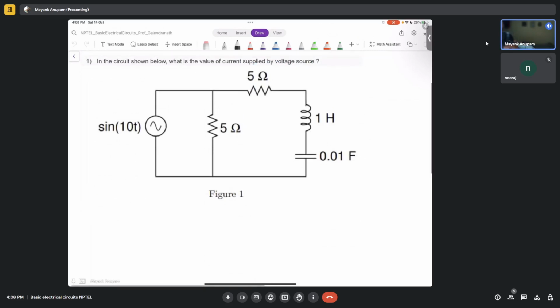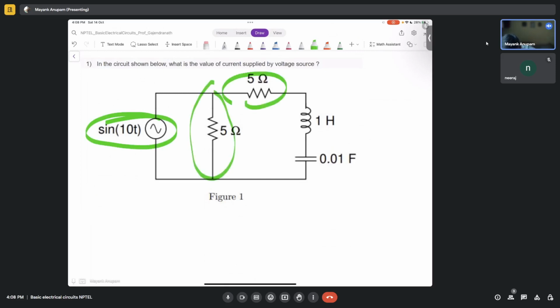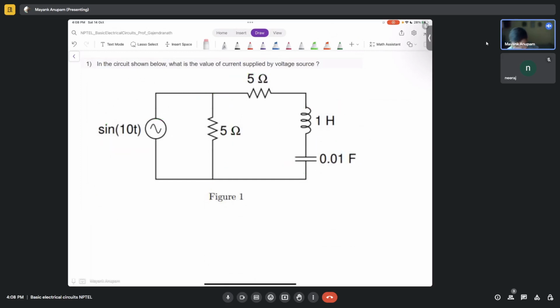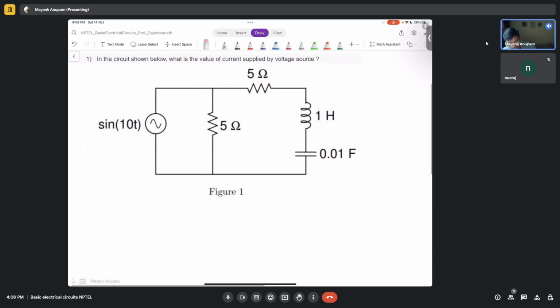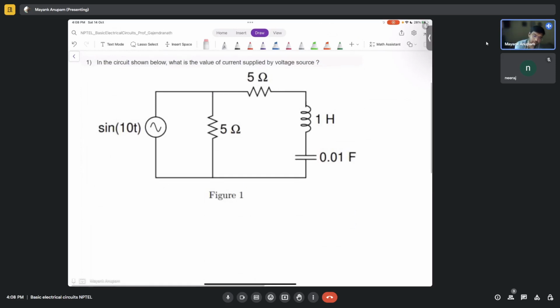The first question is: in the circuit shown below, what is the value of the current supplied by the voltage source? This is the voltage source here, and this circuit has a resistor, an inductor, and a capacitor also. It's a second order circuit, a complicated circuit. We need to find the current supplied by the voltage source as a function of time. There are two ways to solve this question. You can write the differential equation of this particular circuit and then solve it.